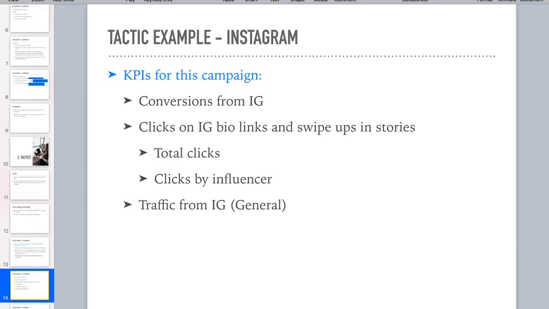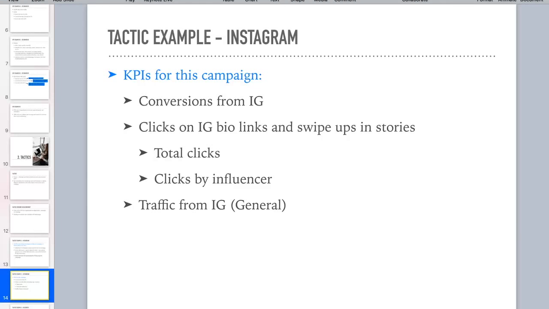Also, we're going to be looking at traffic from Instagram in general, because that could equal a lift in conversions from Instagram. And if it isn't equaling a lift in conversions from Instagram, then it's a really telling data point from a strategic perspective and a tactic perspective to understand why, even though we had a massive lift in traffic, the conversion rate didn't see a lift.